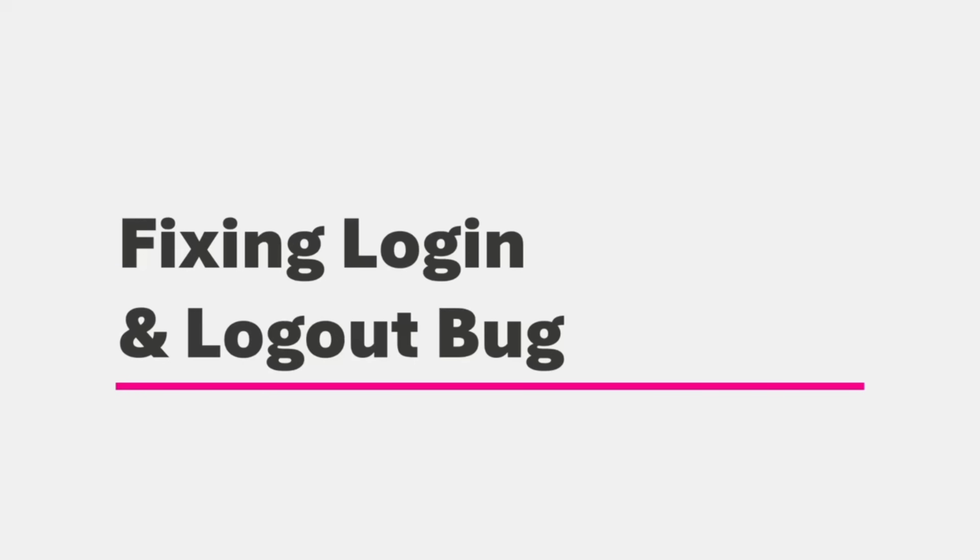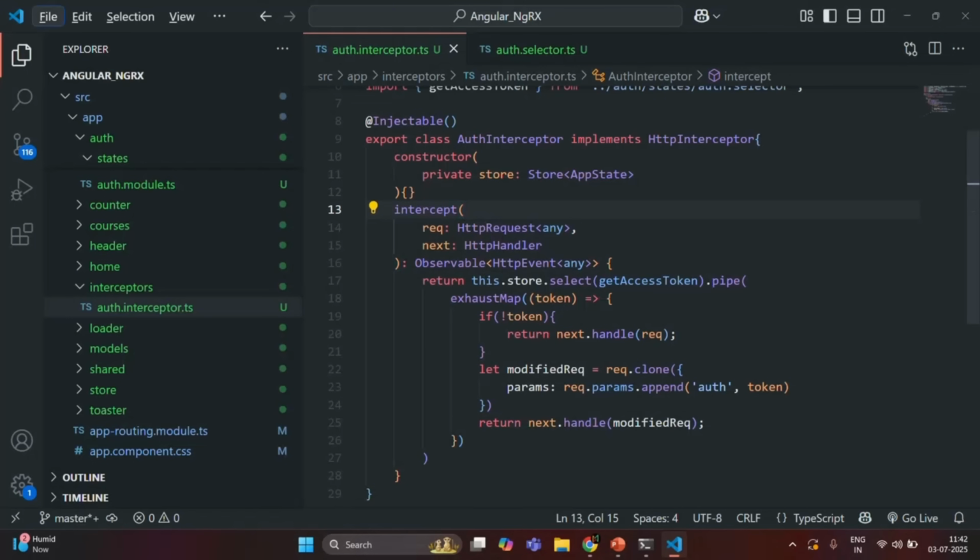In the last lecture, we created an auth interceptor, and using that auth interceptor, we were attaching the access token of a logged in user to each request which we are sending from our Angular application. So if I go to VS Code, here we created this auth interceptor, and what this auth interceptor is doing is, using this intercept method, we are adding the access token of the logged in user to each request which we are sending from our Angular application.